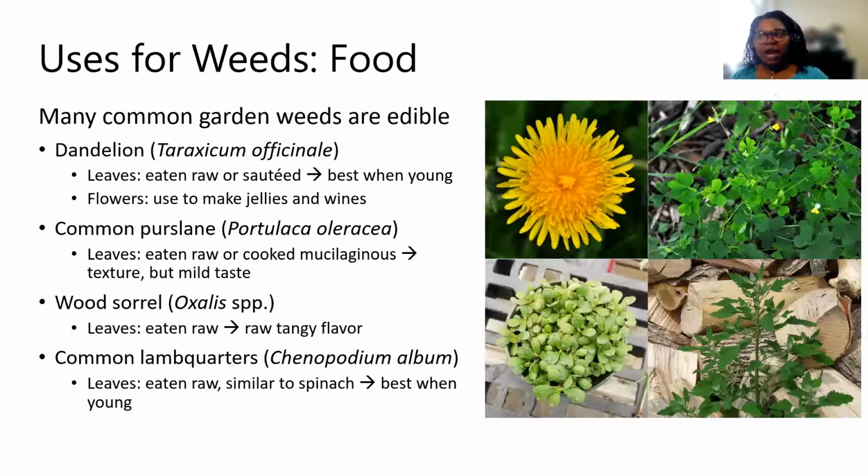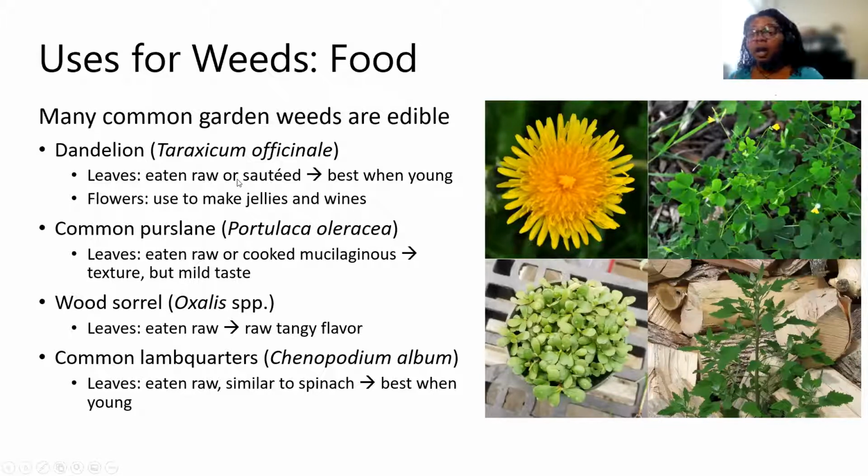Many garden weeds are edible. So for example, dandelion, common purslane, wood sorrel, that is this right here, and common lambsquarters, one of the weeds that was shown in the weed ID activity. They are edible. They can be eaten raw. They can be eaten cooked. For example, with dandelion, you can eat the leaves raw, or you can saute them.